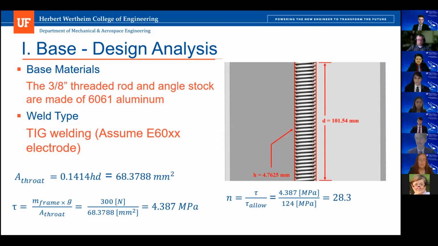So the applied shear was calculated by finding the throat area of the fillet welds here, which was found to be 68.4 millimeters squared. And the applied load from the frame is 300 newtons. So over that throat area results in 4.387 megapascals of shear. The allowable shear is 124 megapascals, assuming that we used one of the worst electrodes for this application, one of the weakest, which is E60 series. And that gives us a factor of safety of 28.3.